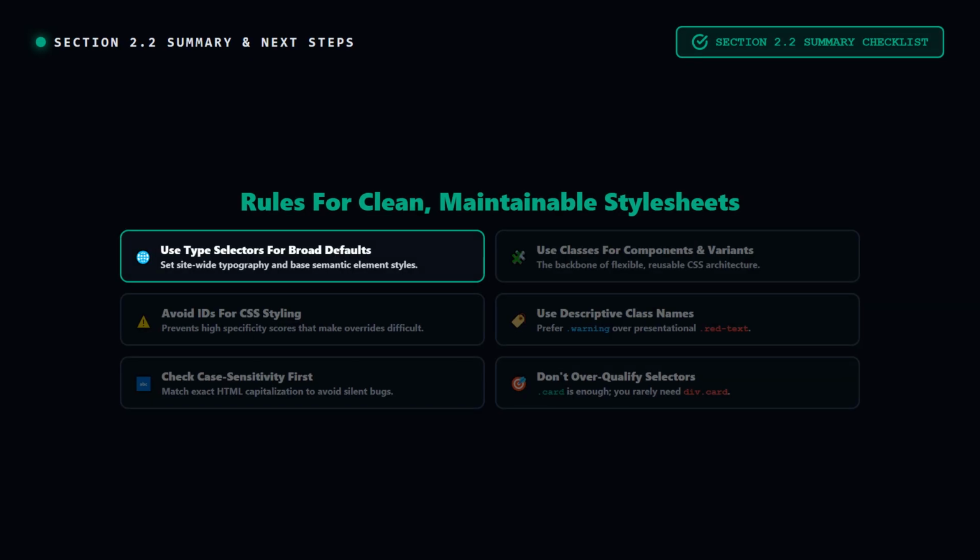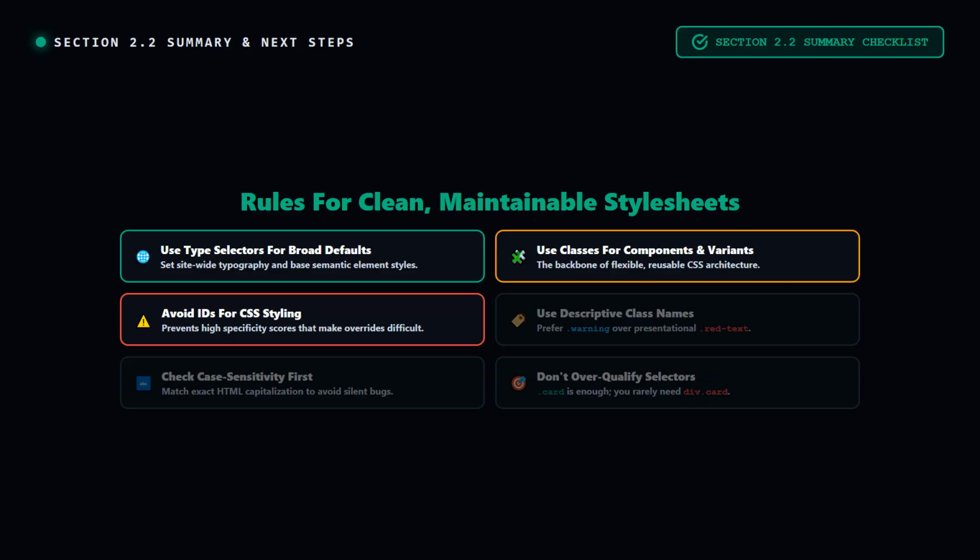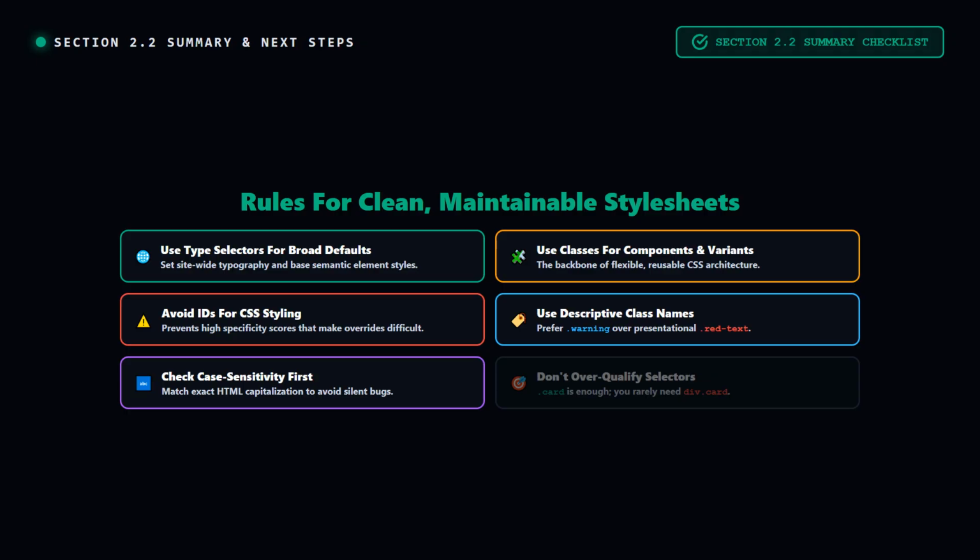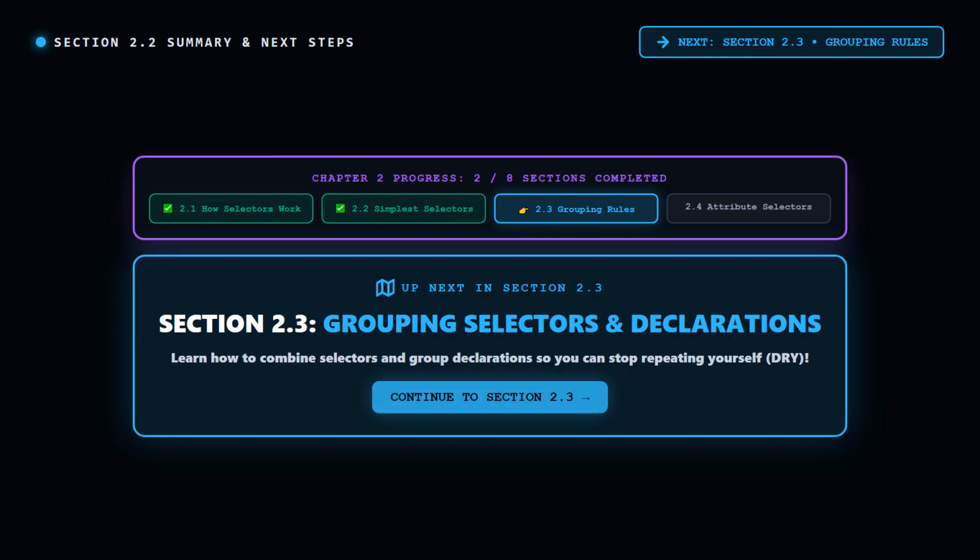To sum up, use type selectors for broad, site-wide defaults. Use class selectors for reusable components and variants. Avoid IDs for styling. They create high specificity that makes overrides difficult. Use descriptive class names like .warning, not .red-text. Check your casing when styles don't work. Don't overqualify selectors. .card is enough, you rarely need div.card. Follow these simple rules, and your style sheets will stay clean and easy to maintain. Next, we'll learn how to group selectors and declarations so you can stop repeating yourself.